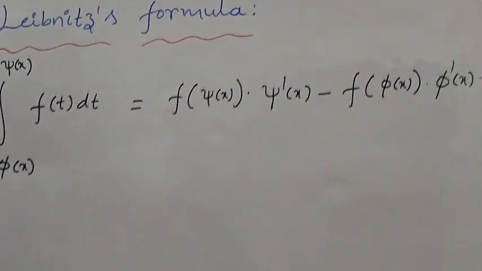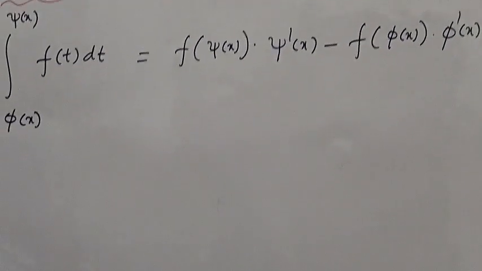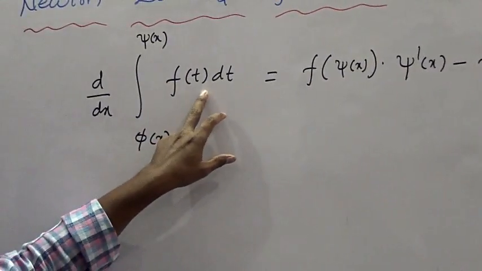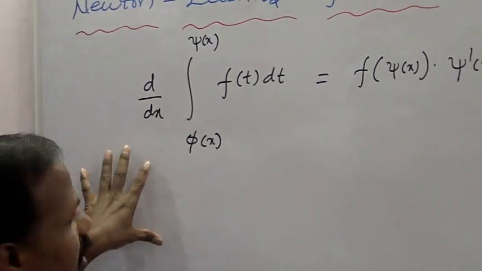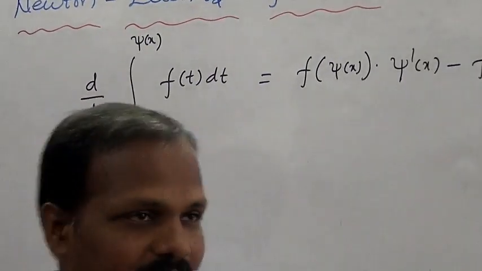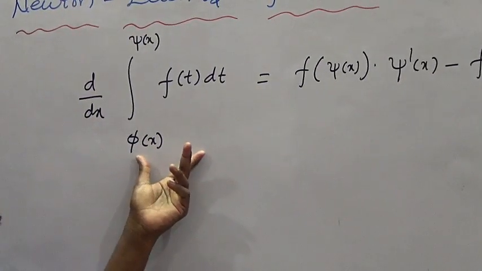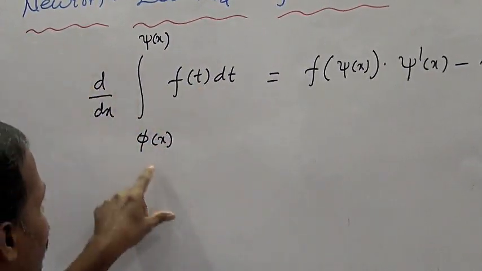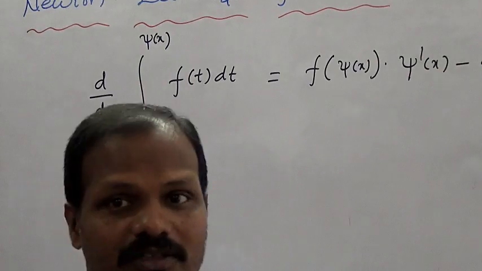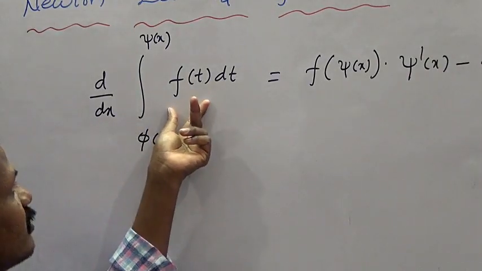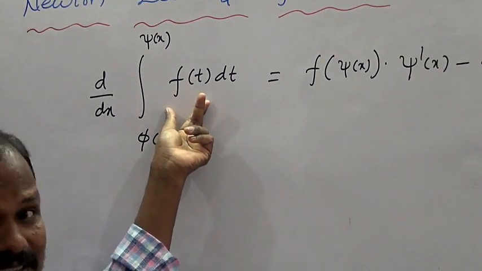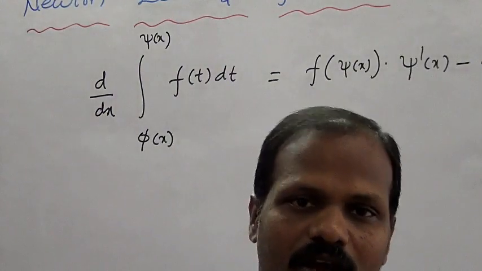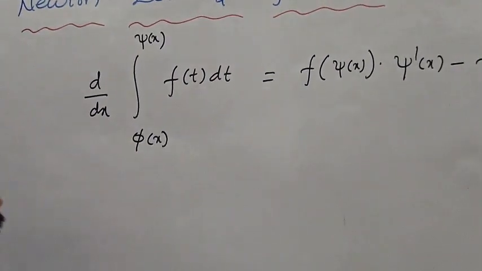Now you may get some doubt. See, this is a function of t, but we are differentiating with respect to x. How is it possible? Actually, the result is not a function of t. Here we are using the variable t, but the limits are functions of x. So this becomes a function of x, and then you can differentiate. Now we will give one example on this formula.